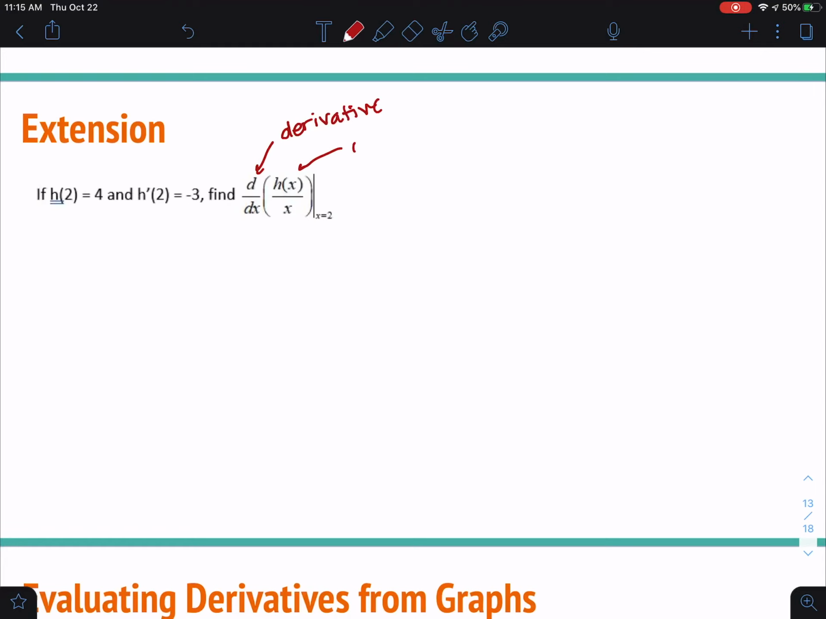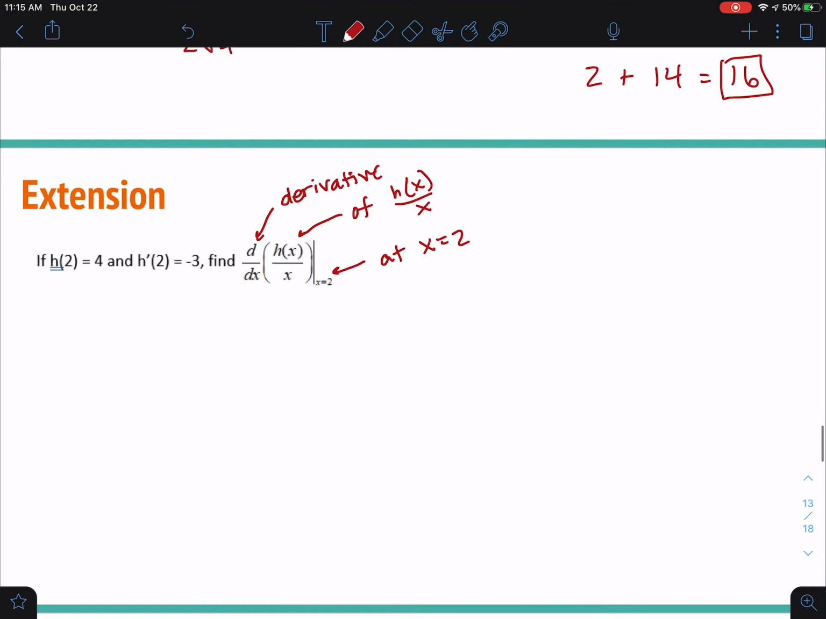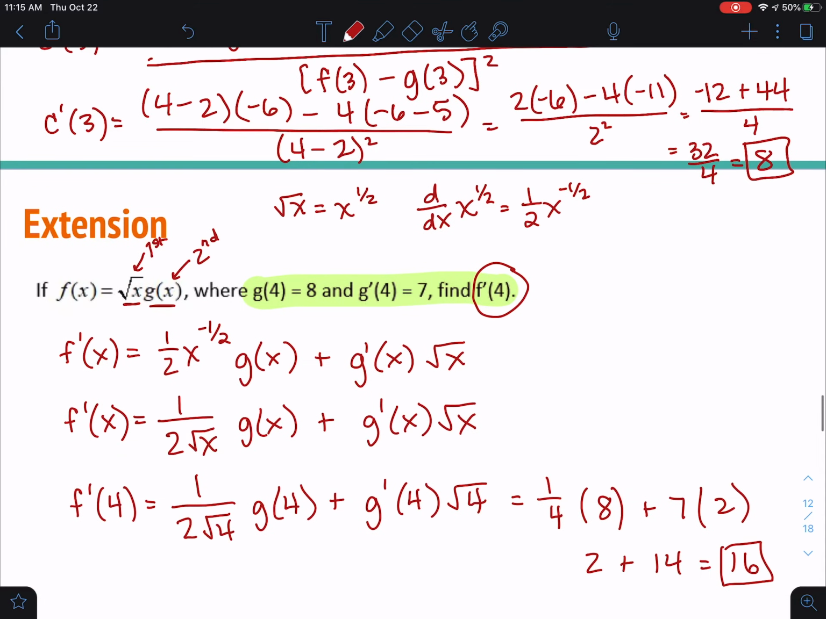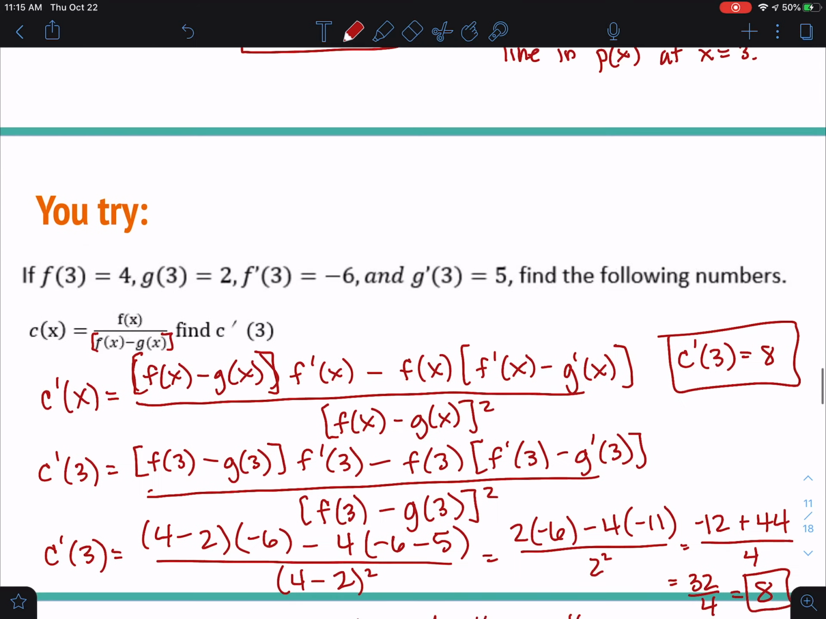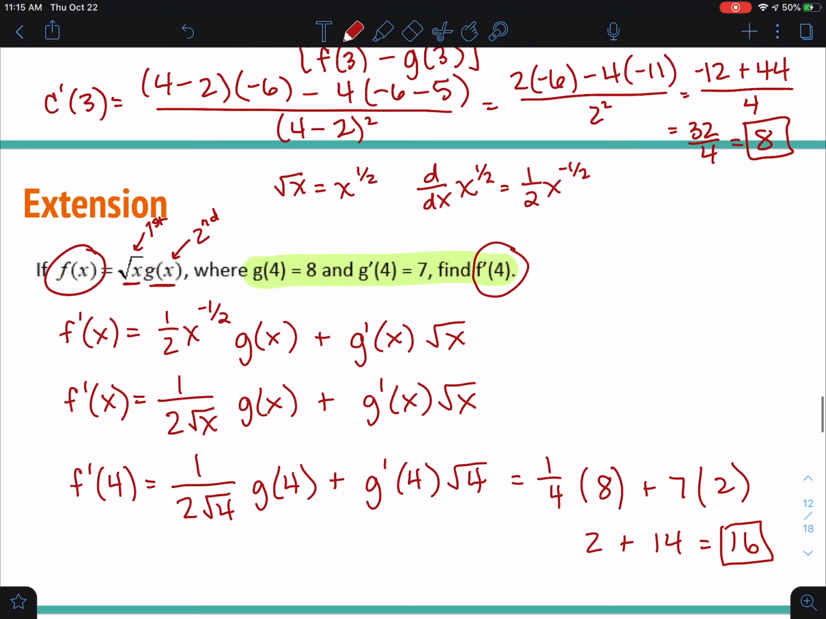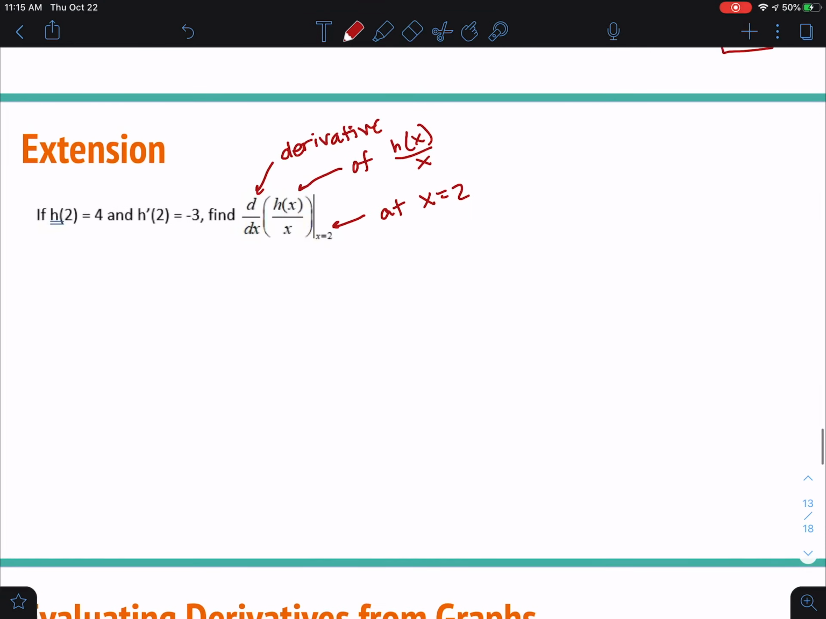This is giving you the function of h of x over x, and this is just telling you at x equals 2. Okay, so they just really didn't give this function a new name. Like up here, they gave our new function f of x. They gave our new function c of x here. They didn't really give it a new name. They just wrote it in a little bit more complex notation.